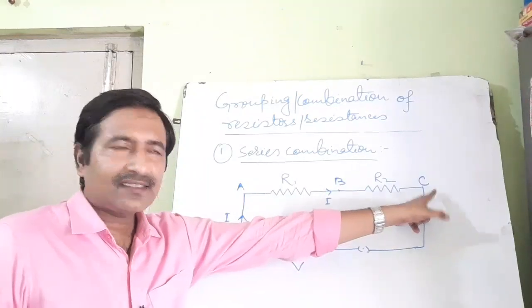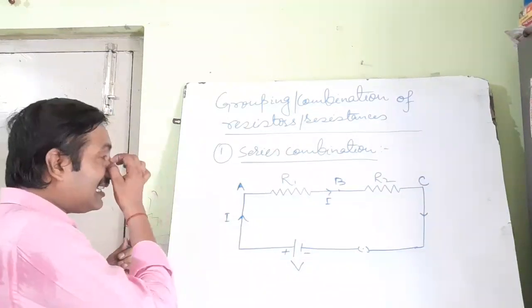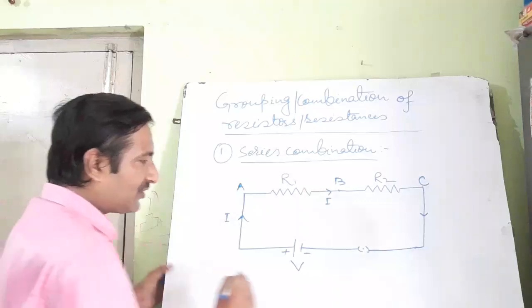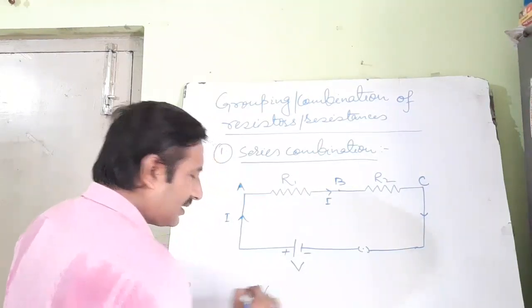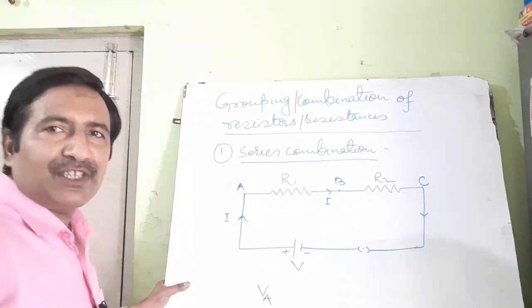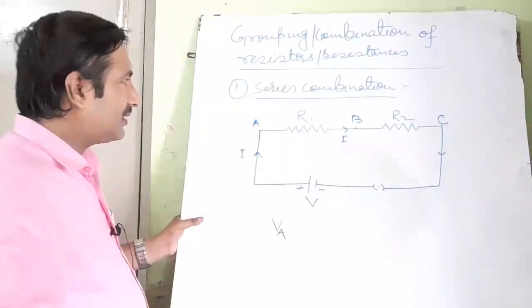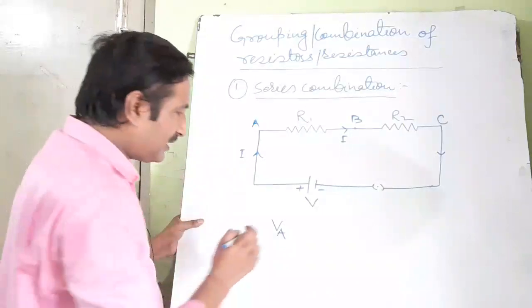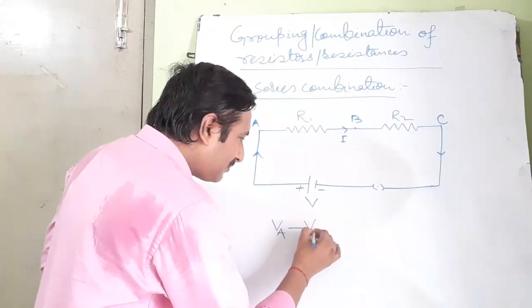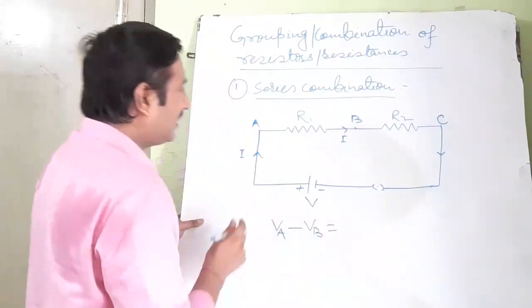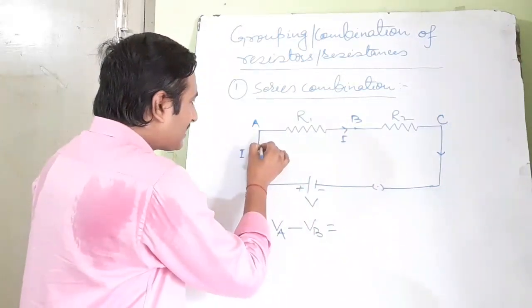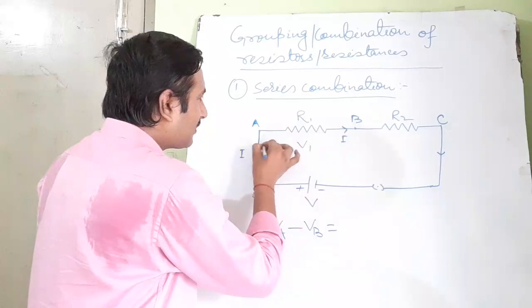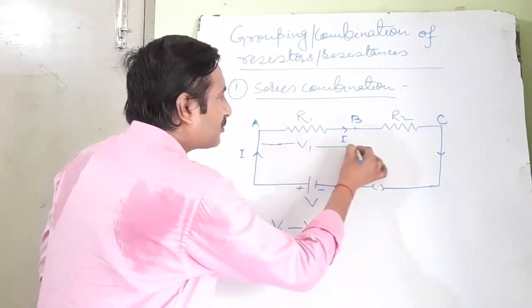Is it clear? Suppose the potential at A is VA and the potential at B is VB. So VA minus VB is the potential difference between points A and B. You can represent it by V1, the potential difference between points A and B.